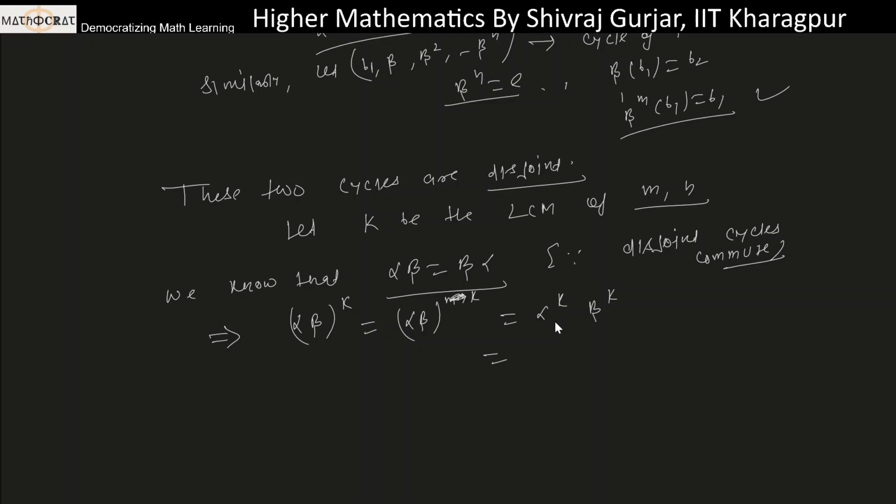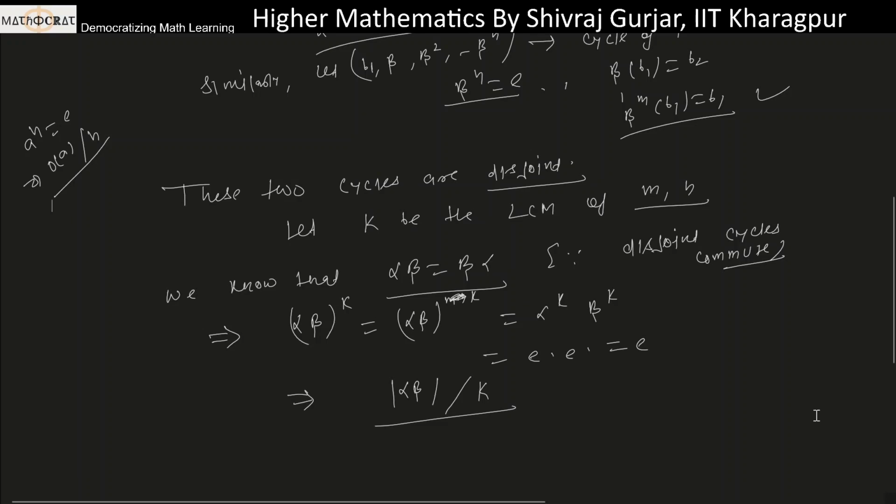So see, what will alpha power k be? Because k is the least common multiple of m and n, k will be containing m in it because k is a multiple of m, so this will be e. Similarly this will also be e. So this is e. That means order of alpha beta divides k. This we have discussed in group theory already: if a power n is e, that means order of a divides n. So this is the concept we used here.